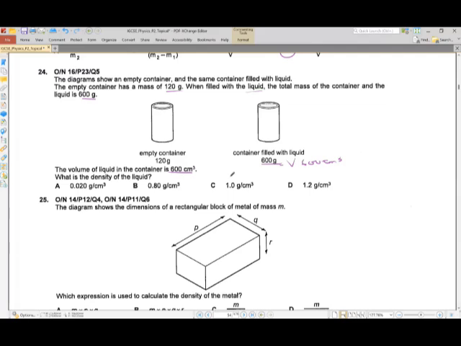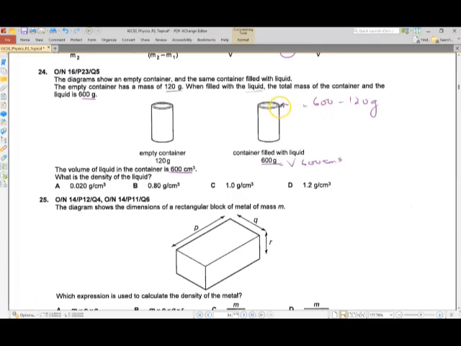And secondly, we need to find the mass. So the mass after it was filled with liquid is 600 grams. The mass of the empty container is 120 grams. So the mass of the liquid would be 600 grams minus 120 grams.